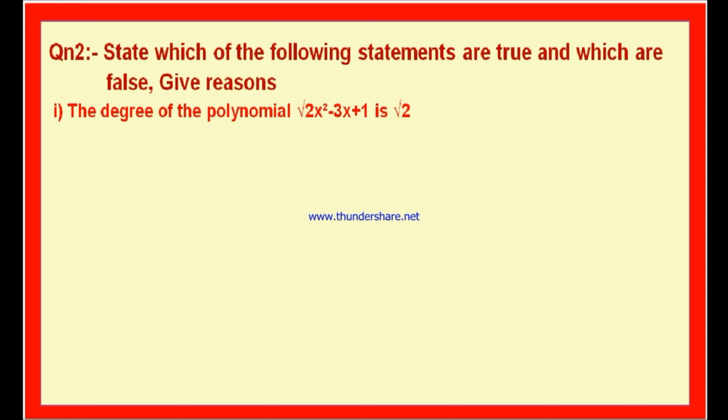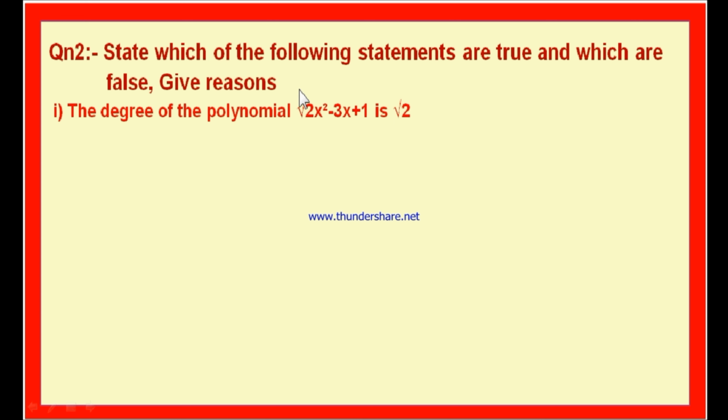Look at the question. Minus root 2x square minus 3x plus 1. The degree is root 2. It is given. The degree means the highest exponent of the variable. Here the exponent of x is x square. In this term the exponent of x is 1 and in this term the exponent of x is 0. Then what is the maximum exponent? 2. Therefore the degree of the polynomial is 2 but not root 2.